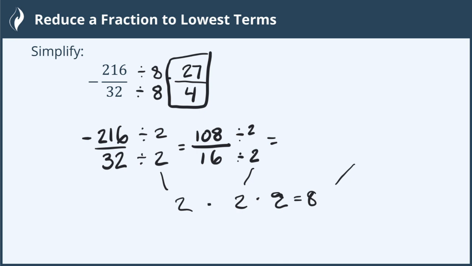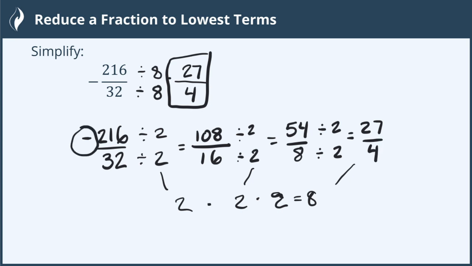So now I'm going to do 108 divided by 2, which is 54. 16 divided by 2 is 8. And again, like we said, these are both even. So I'm going to divide these both again by 2. 54 divided by 2 is 27. 8 divided by 2 is 4. And don't forget, this is negative.